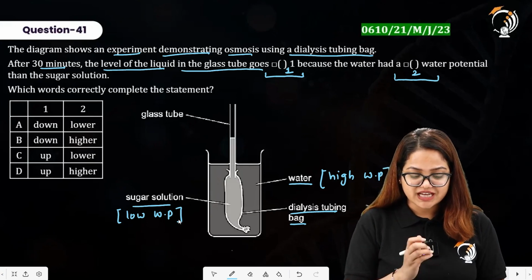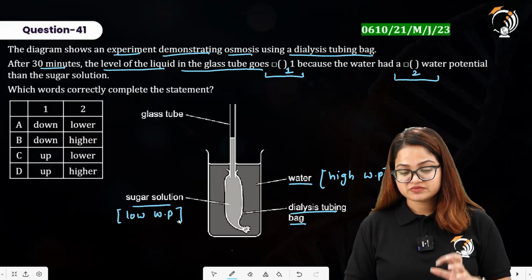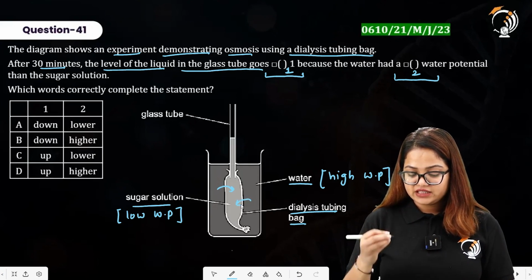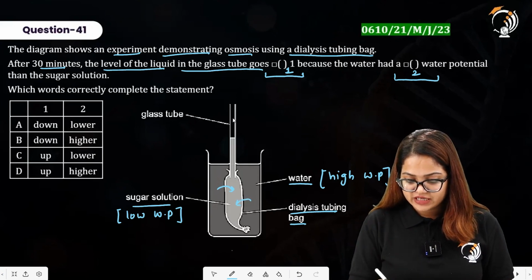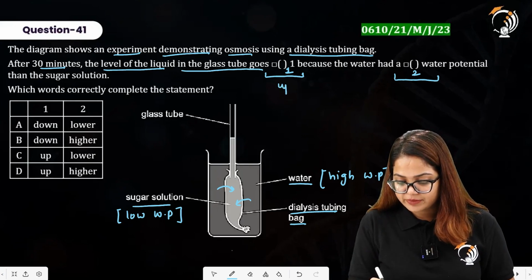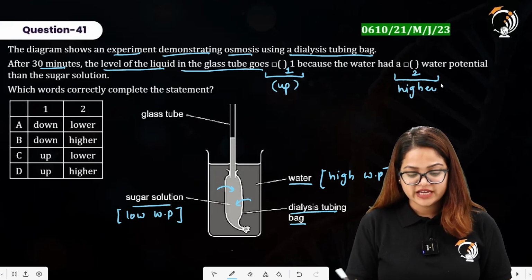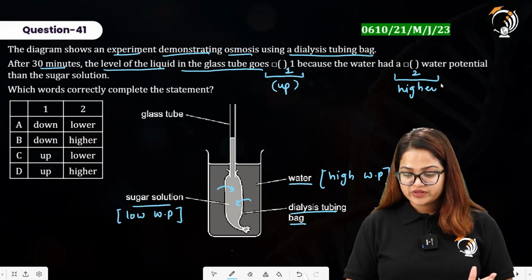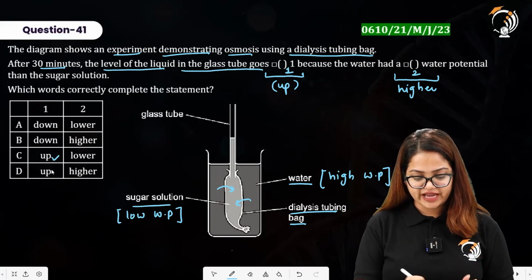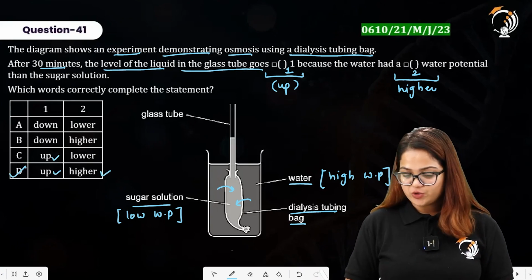So the question is saying, after 30 minutes the level of the liquid in the glass tube. Since it has low water potential, the water moves into the glass tube here, and the water level of the glass tube will rise. So here we have the level of the liquid in the glass tube goes up because the water had a higher water potential than the sugar solution. Comparing these two, first has up as the fill-up and second has higher as the fill-up, we get answer as option number D. I hope you understood this.